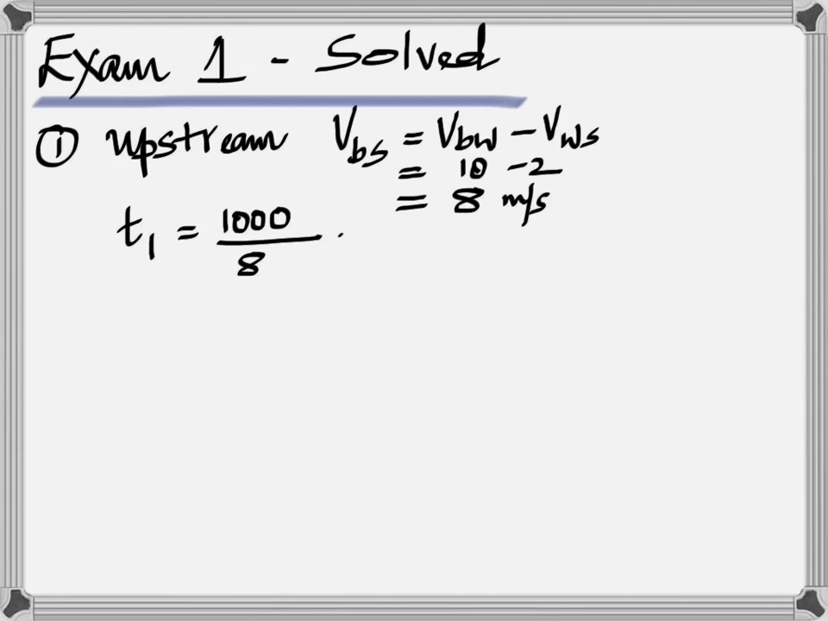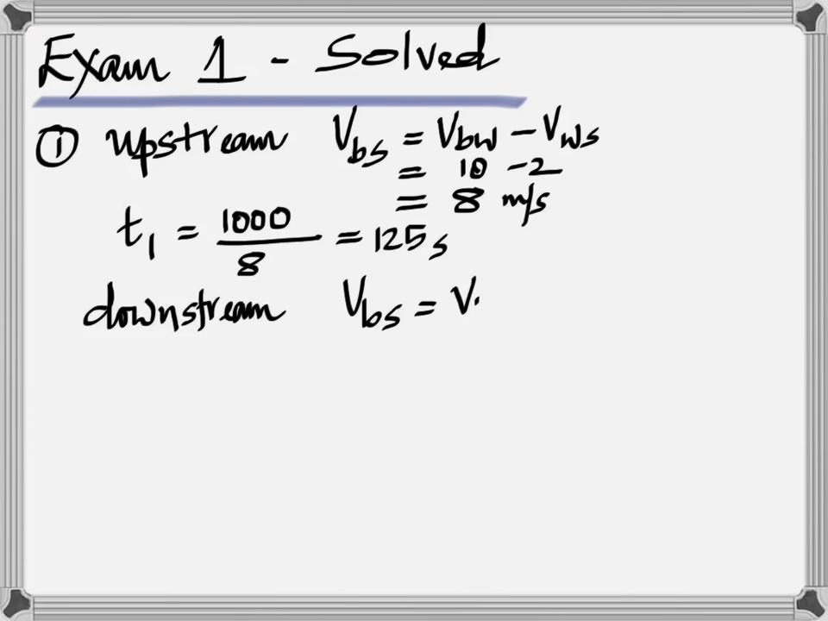And its velocity is 8 meters per second. Therefore, time is displacement by velocity. But when it goes downstream, the water carries it with it, so its velocity is going to be increased. And it's 12 meters per second.